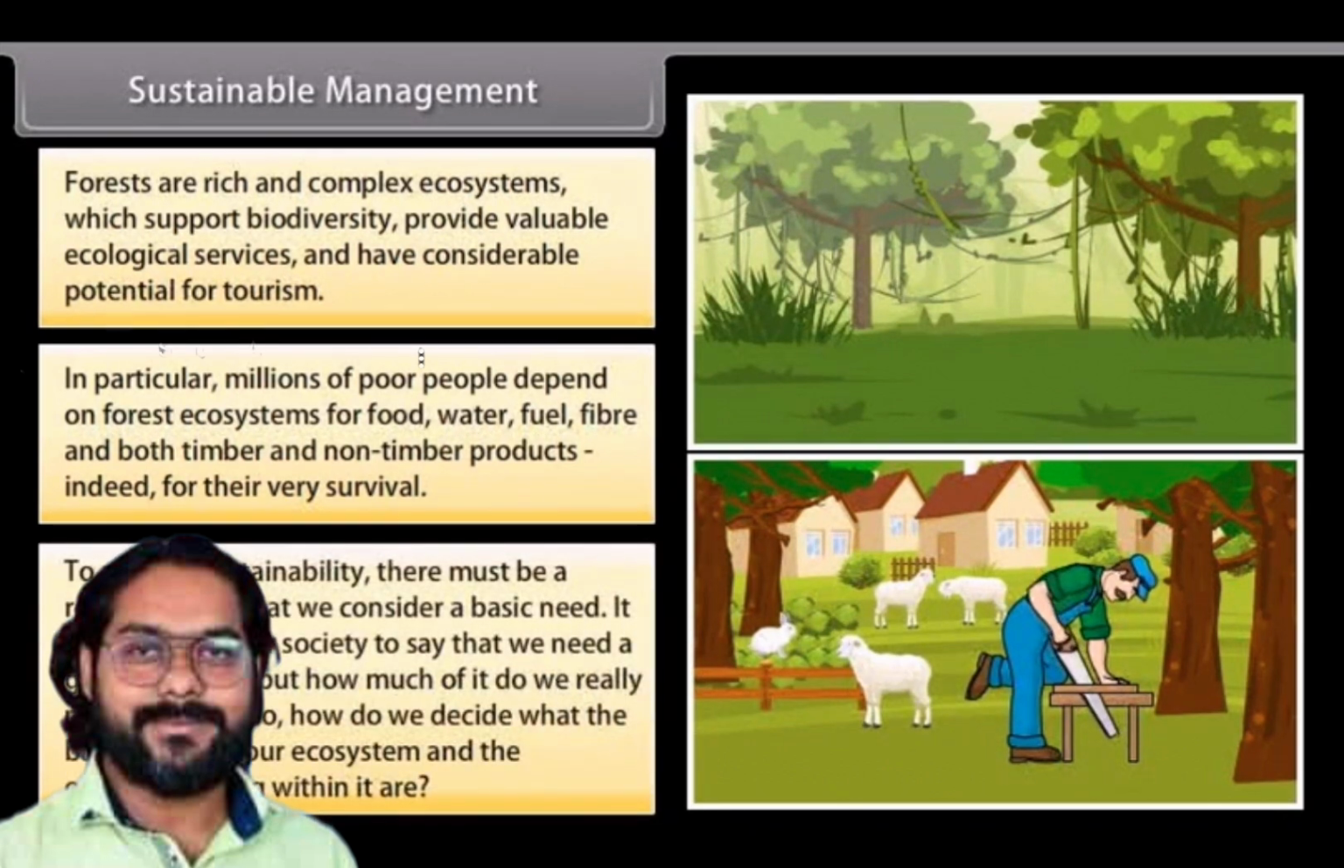To achieve sustainability, there must be a rethinking of what we consider a basic need. It is common in our society to say that we need a given resource, but how much of it do we really need to use? Also, how do we decide what the basic needs of our ecosystem and the organisms living within it are?